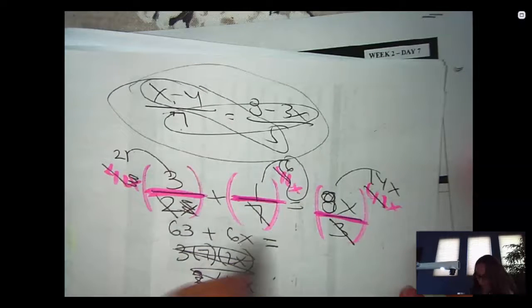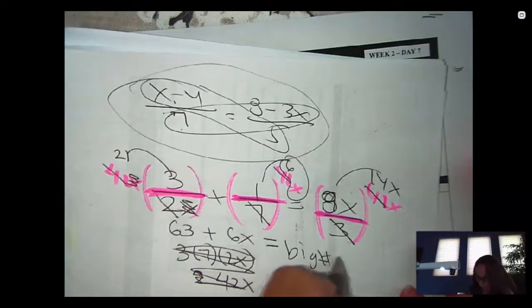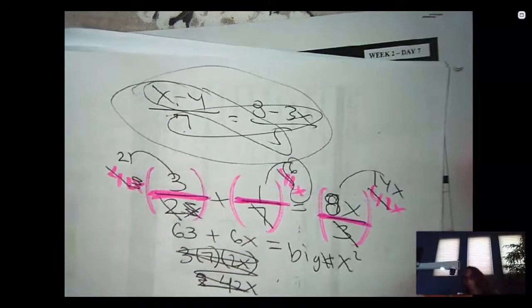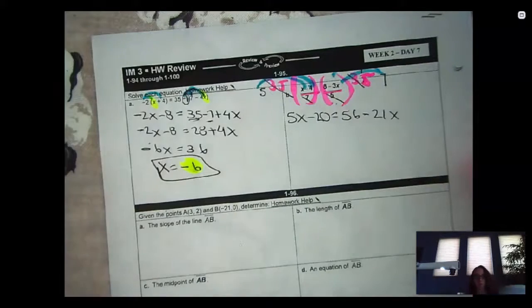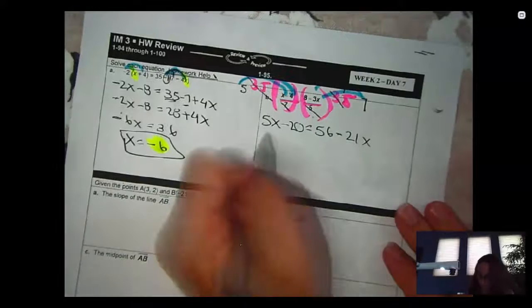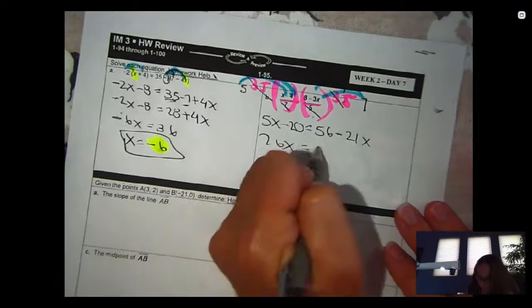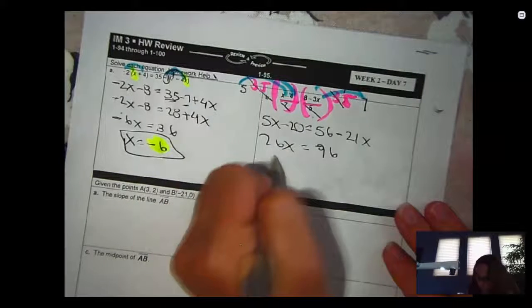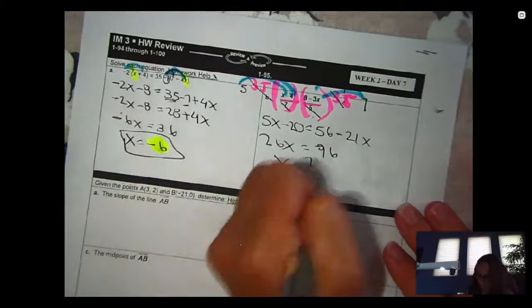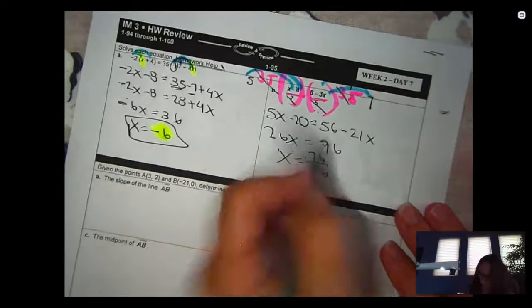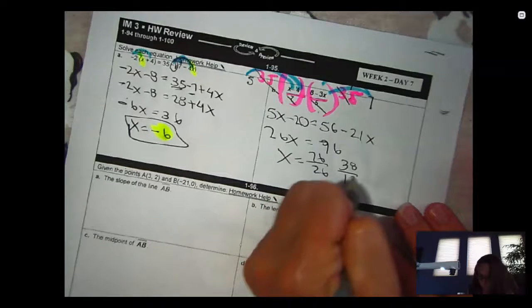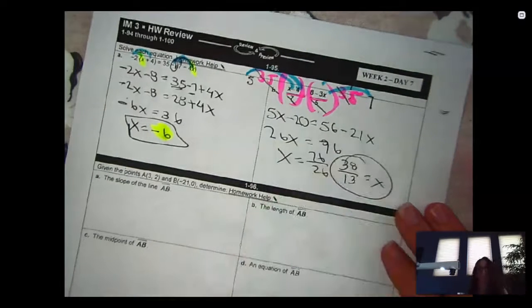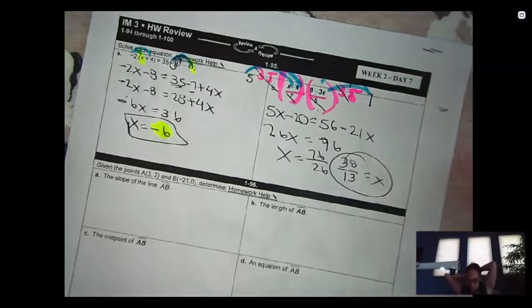And then I would multiply, and I would get big number x squared, and I would solve. Okay? But I want you to see the reason I'm doing it this way. And I'm going to solve 26x equals 76. X equals 76 over 26, which is 38 over 13. I think I did that right. Okay. Let's go to the next one.